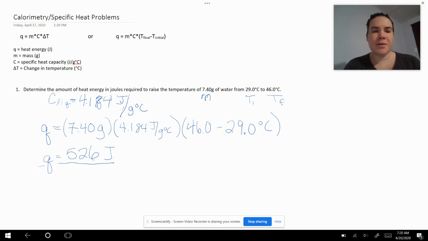So that's pretty much what you're doing. You will have problems where you have to solve for the mass or the specific heat or the change in temperature or final or initial temperature, but as long as you can identify the numbers in the problem, you'll probably be pretty good.